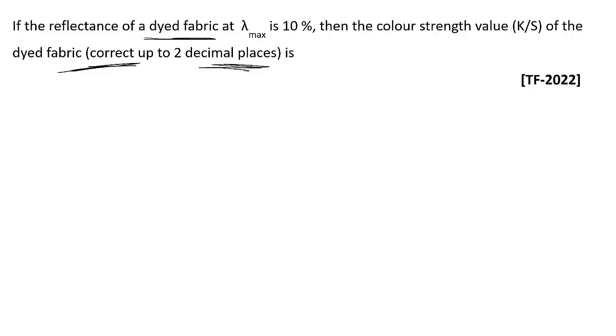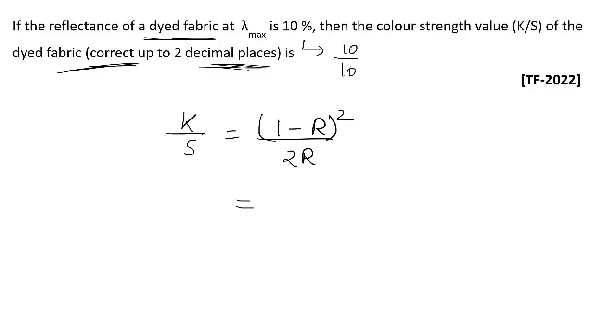So K by S is a color value, a color strength parameter. What is the value based upon the reflectance of the fabric? If you have read, K by S is equal to (1 minus R) whole square upon 2R. It is the formula of the K by S value, and reflectance is measured in absolute terms. So if it is given as 10%, that is 10 upon 100, it comes out to be 0.1.